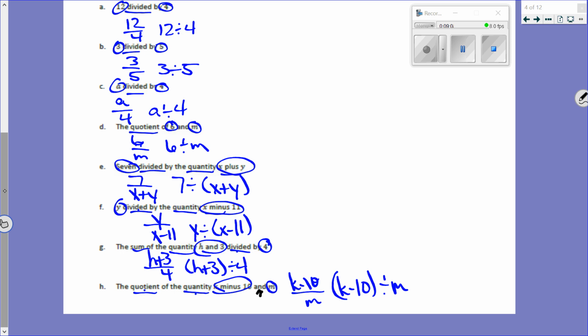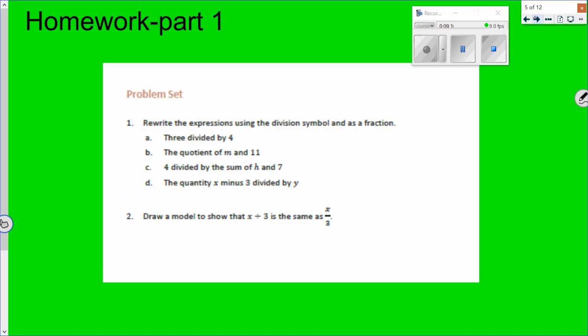Okay, let's go ahead and turn the page. There's your first part of the homework. This is page 63. So rewrite the expressions using the division symbol and as a fraction. So you have two ways to write each of those. Okay? Not hard. And then draw a model to show that x divided by 3 is the same as x over 3. So if you just show your model, it shows where your dividend and divisor are. Pretty easy? Okay.